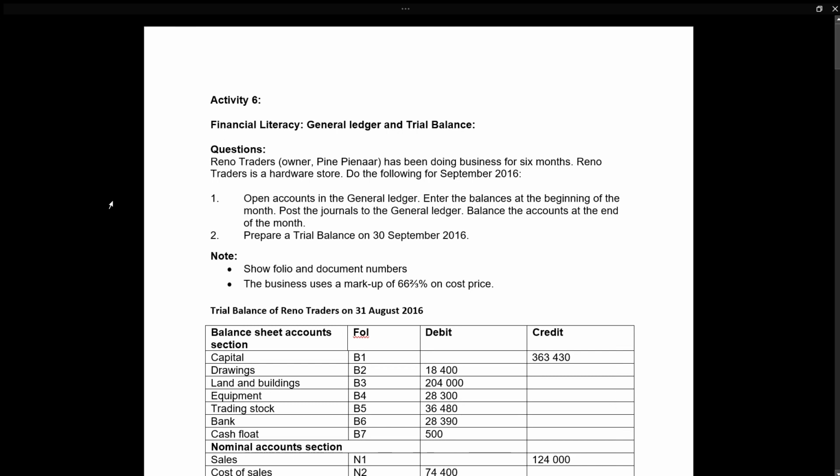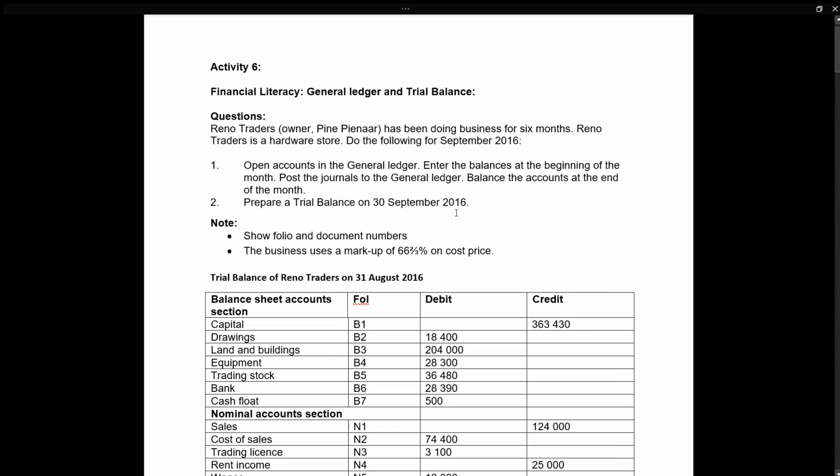Today we are going to have a look at revision activity 6, which you did at the start of the lockdown. So, financial literacy, general ledger and trial balance. Question: Reno Traders, the owner, Pan Pino, has been doing business for 6 months. Reno Traders is a hardware store. Do the following for September 2016.